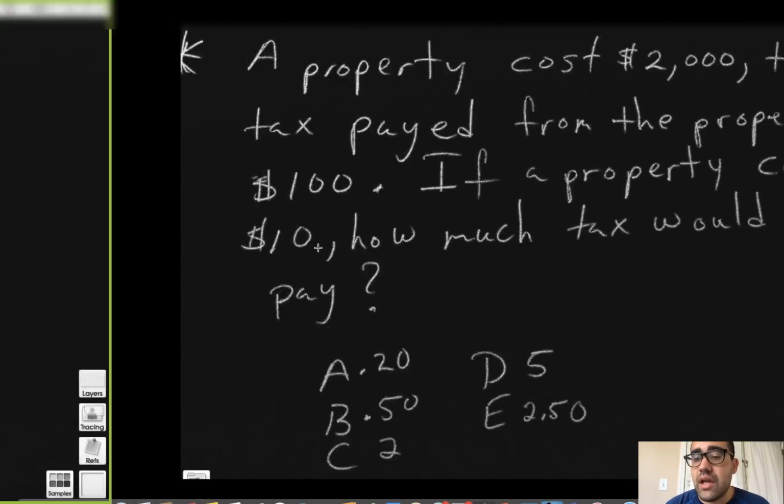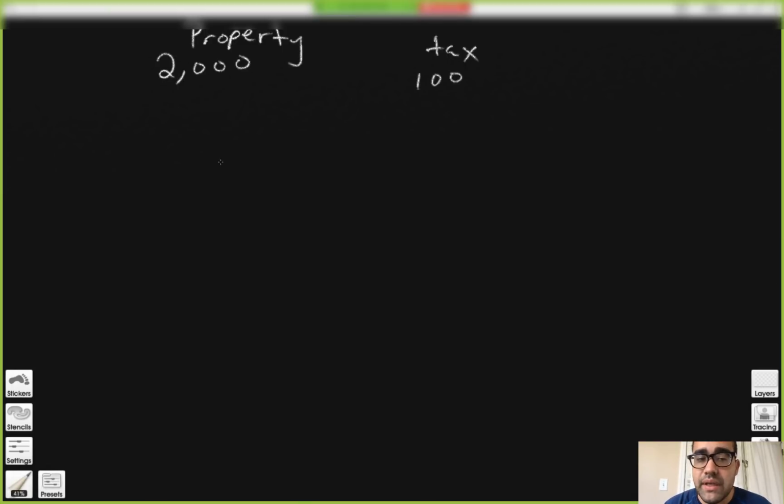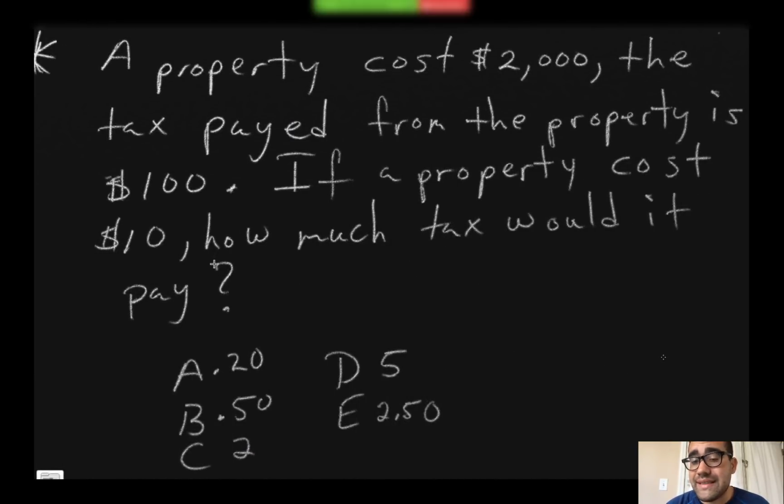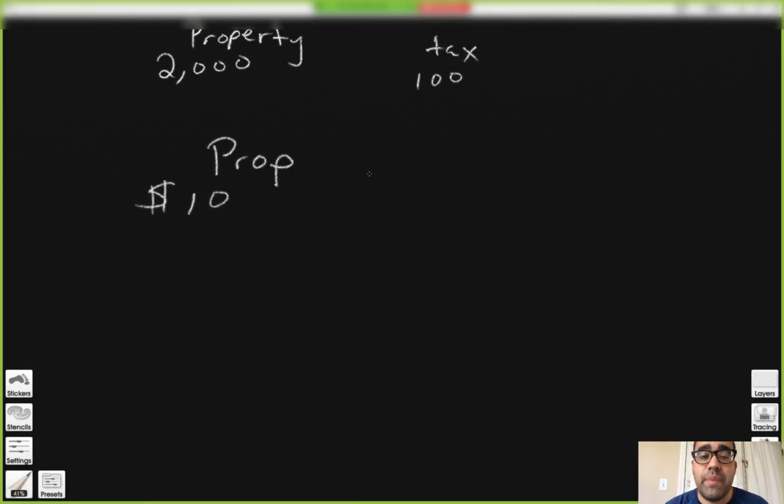If it was $10 of property, si en vez de ser 2,000 son 10, how much would you pay in tax? So I do it comparing. I can compare the proportion.